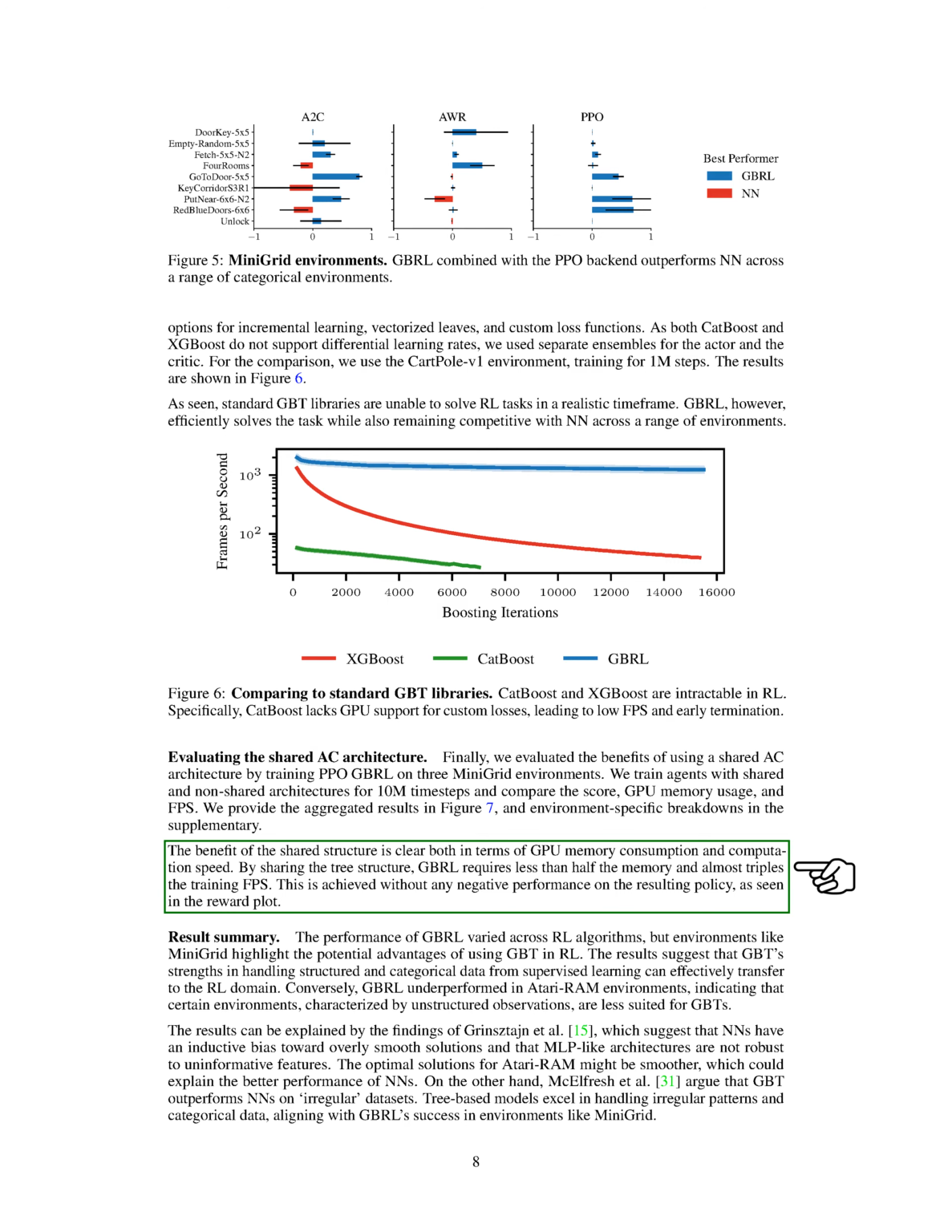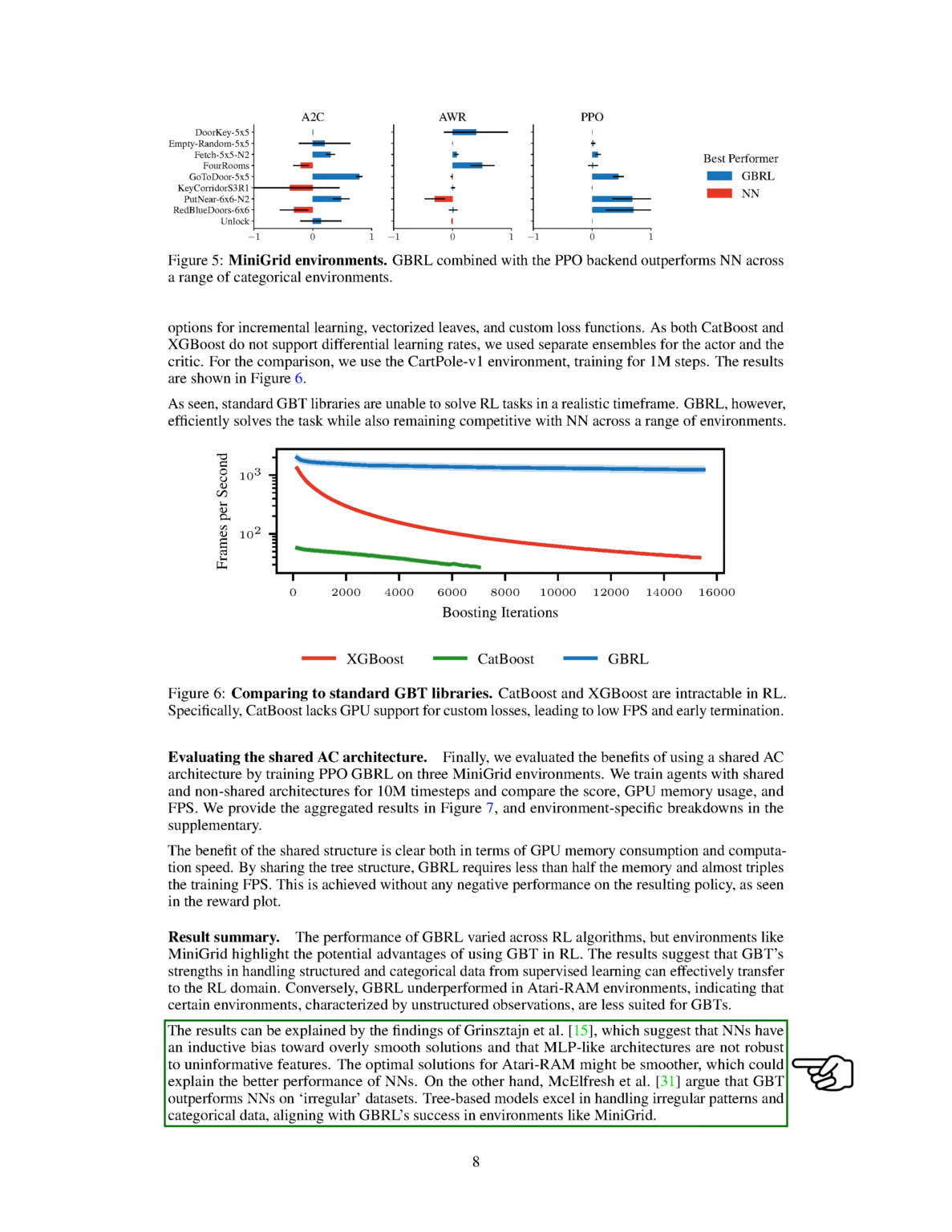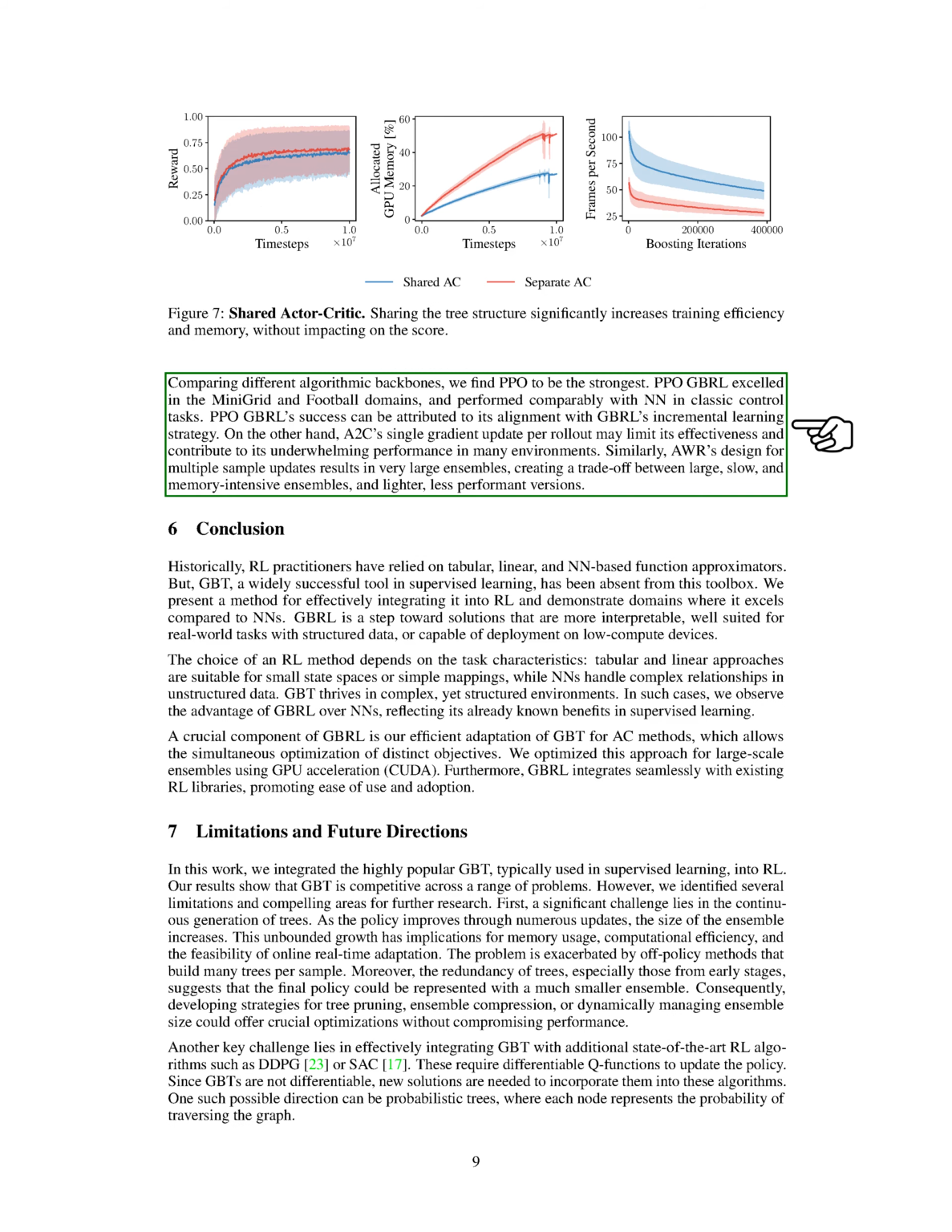In summary, GBRL demonstrated varying performance across different RL algorithms, excelling in structured and categorical environments like mini-grid. On the other hand, it underperformed in unstructured environments like Atari RAM. These results align with previous findings suggesting that NNs are better suited for smooth solutions, while GBTs excel in handling irregular patterns and categorical data, explaining GBRL's success in specific environments. Overall, GBRL proved to be a strong candidate for structured data tasks, showcasing its incremental learning strategy and outperforming other algorithmic backbones in certain environments.